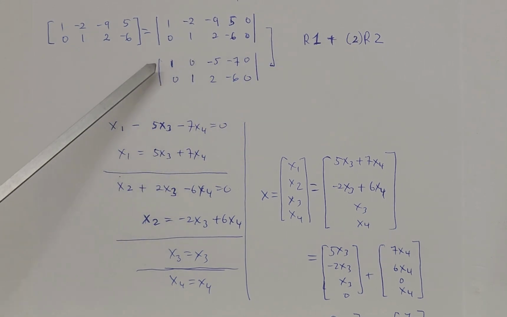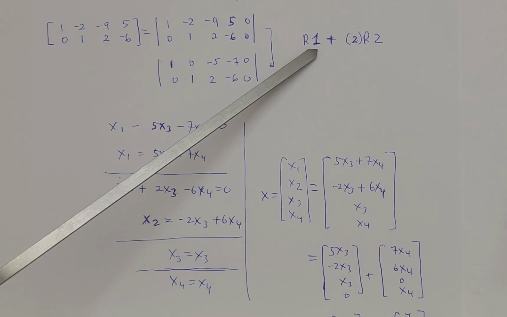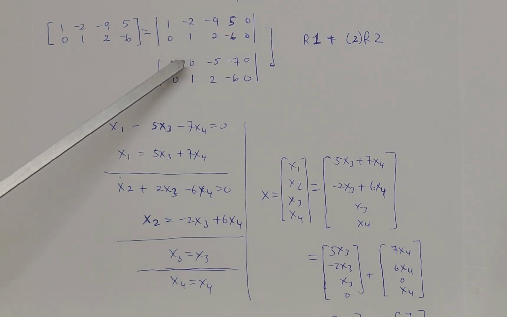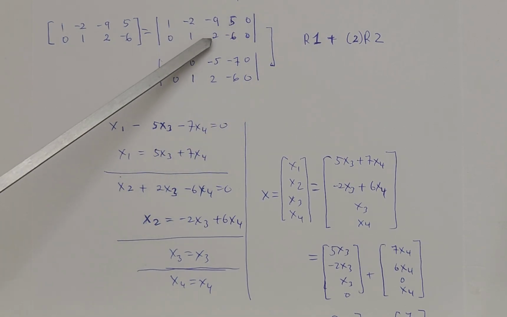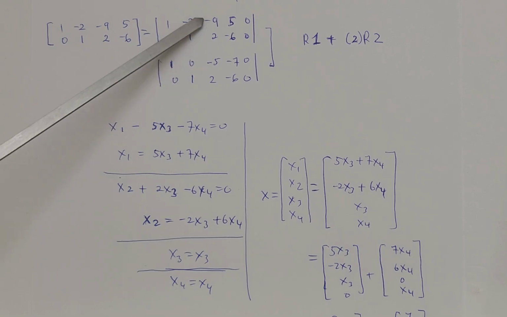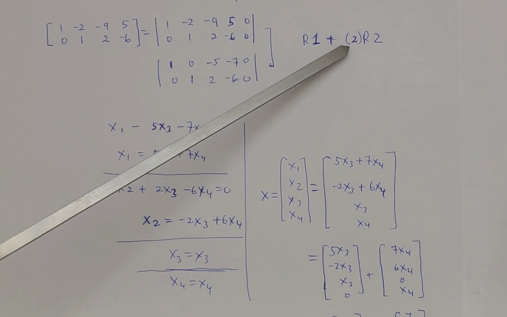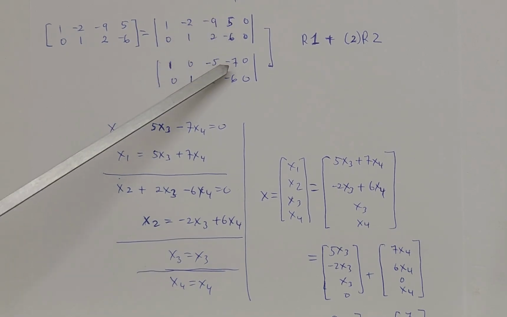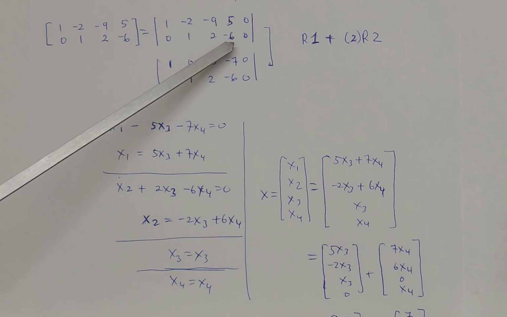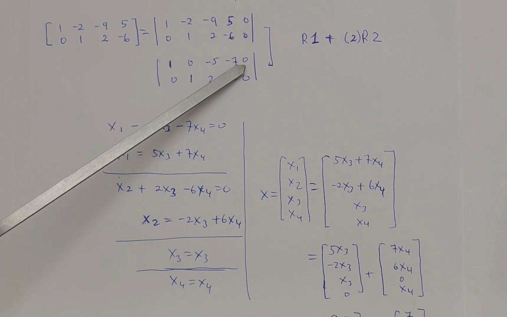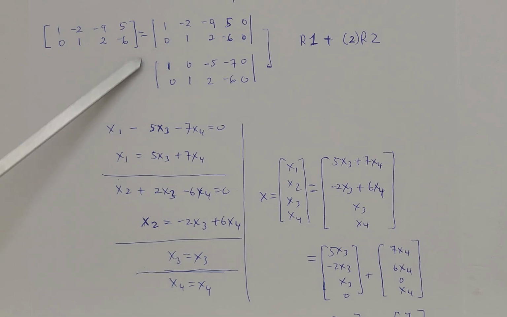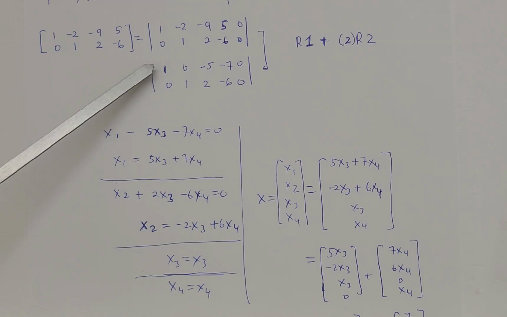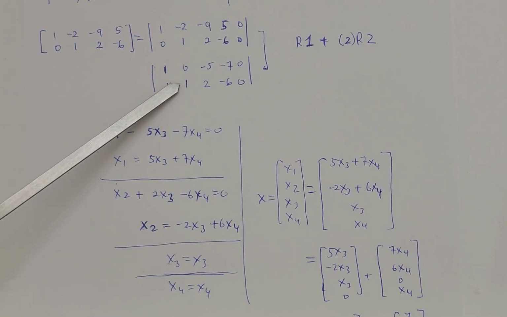So 2 times row 2 plus row 1. 2 times 1 is 2, subtract 2, 0. 2 times 2 gives me 4, 4 subtract 9 gives me -5. 2 times -6 is -12, -12 plus 5 is -7. 2 times 0 is 0, 0 plus 0 is also 0. Now we are done, because this is a 1, 0, 0, 1.